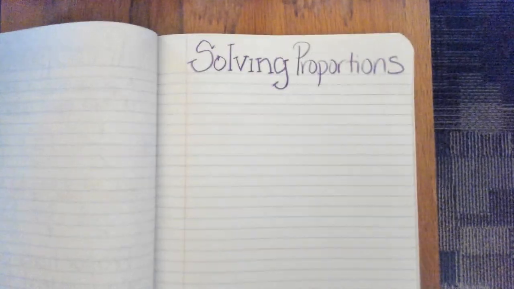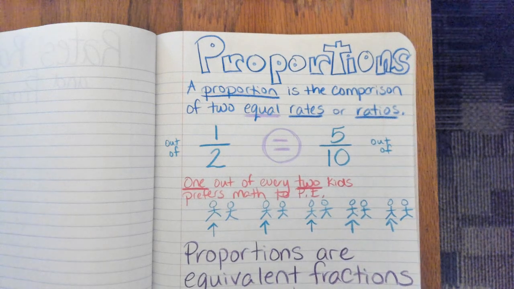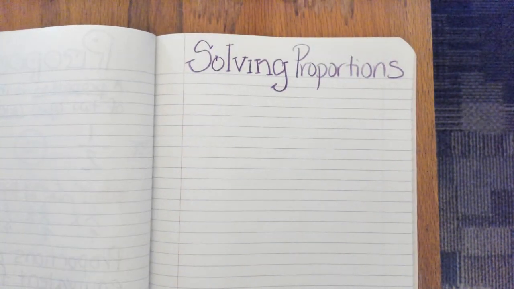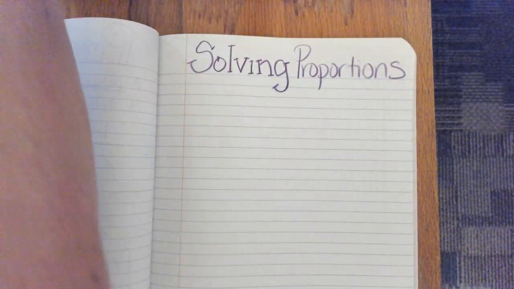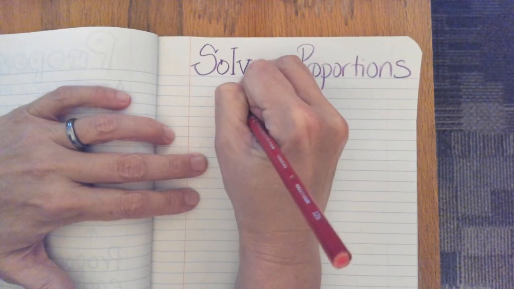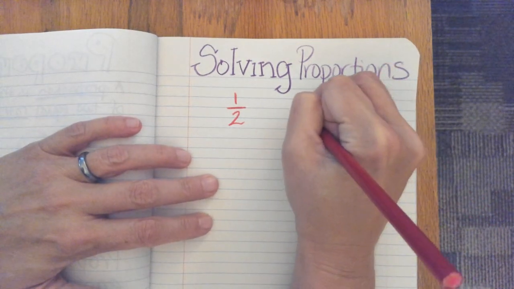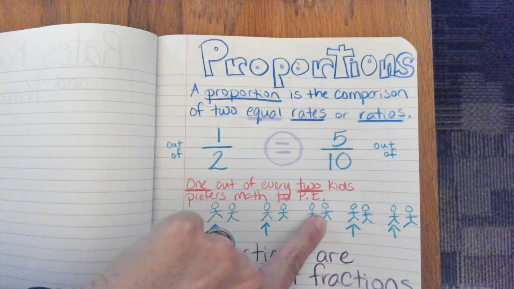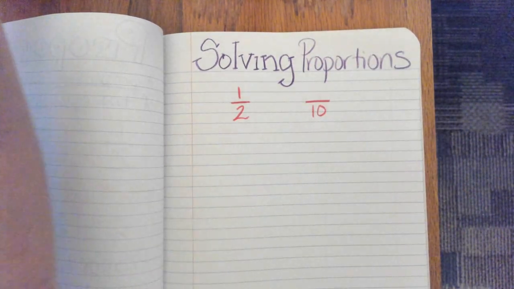Alright, this video is on solving proportions, okay? And we agreed that proportions are the comparison between two equal rates or ratios, okay? So I'm actually going to go back to my example. 1 out of every 2 kids prefers math to PE, okay? So, again, 1 out of every 2. And then I told you that there were 10 kids, okay? And then we counted the kids and we figured out that there's going to be 5. But for right now, I'm not going to put that 5 yet.